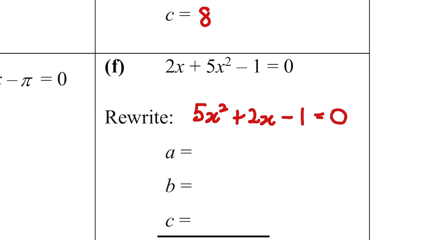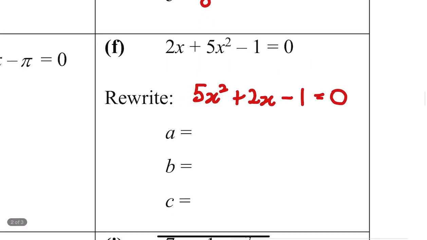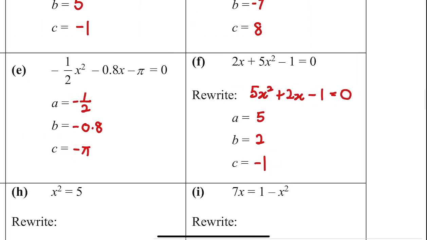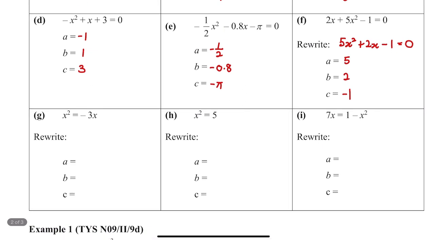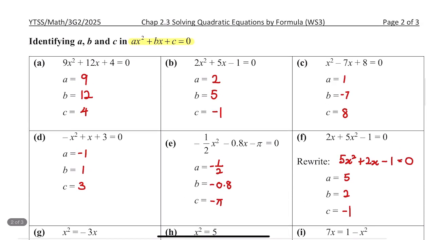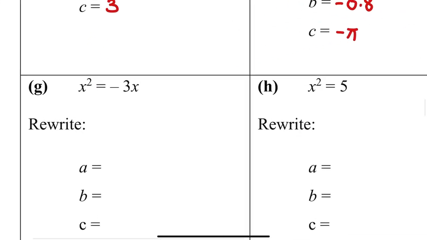We follow this equation here. I rewrite it to become this. Then by comparison, you can easily see that your a is 5, your b is 2, and your c is negative 1. Great. So always remember, for a quadratic equation, first make sure that the right hand side is equal to 0. So let's look at part G over here.